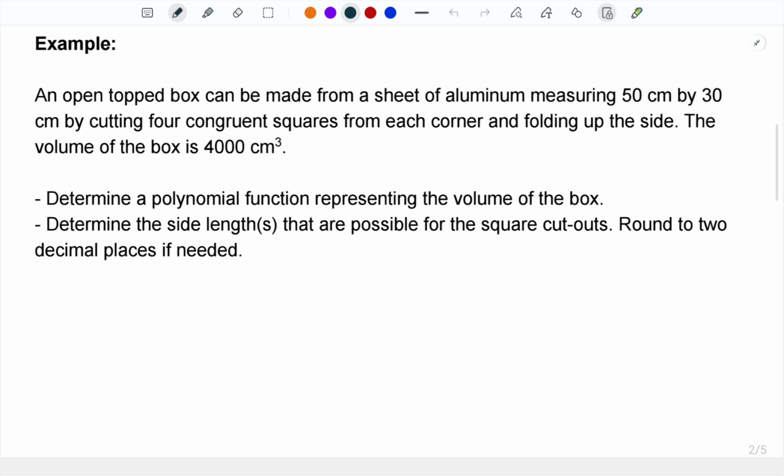So let's take a look at a box example here. This is a pretty common situation for these kind of polynomial function type questions. So we have an open top box, so it means it's a box. You've got a box here, but it's got no top. So the bottoms are all filled in, but the top is empty.